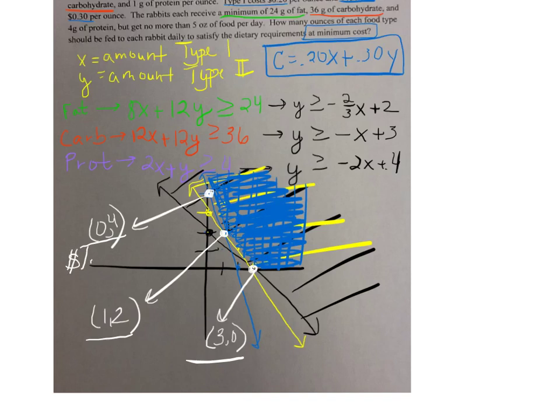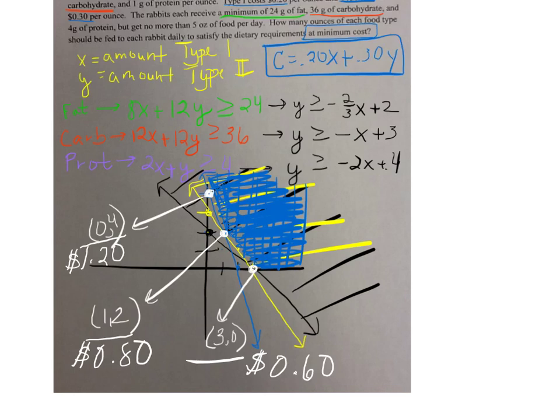And check that out if you're not quite sure. I'm going to take the point 1, 2, plug it in, I get 80 cents. Okay, then I take the point 3, 0, plug it in, I get 60 cents. And then you just have to take a look back at the original question. What am I trying to do? I'm trying to minimize the cost.